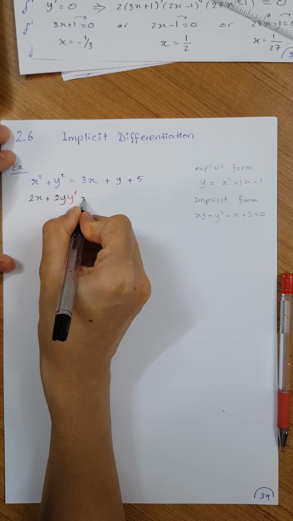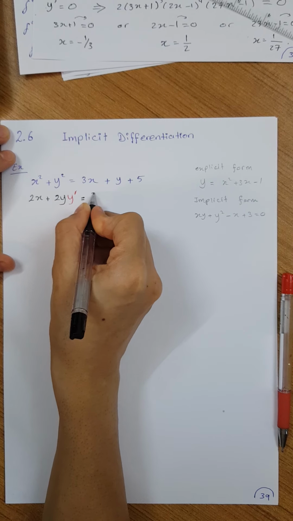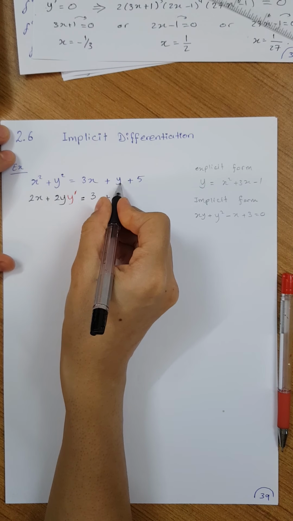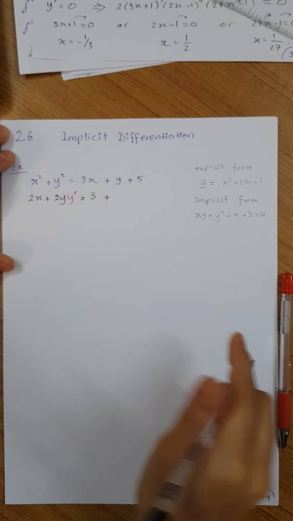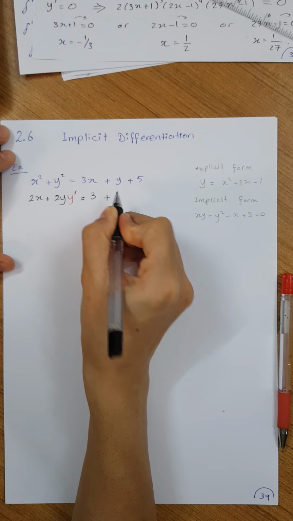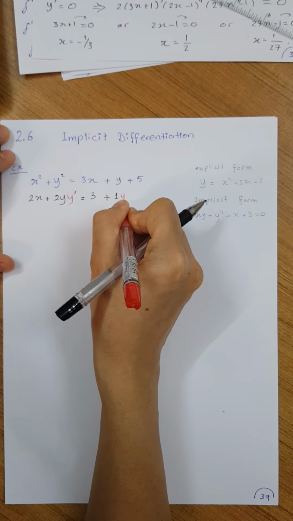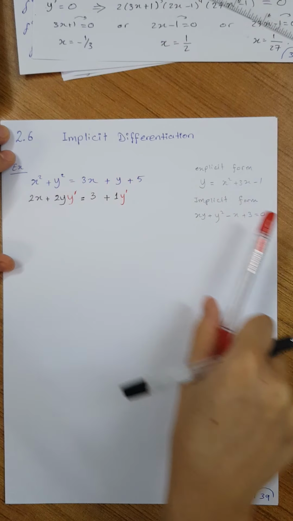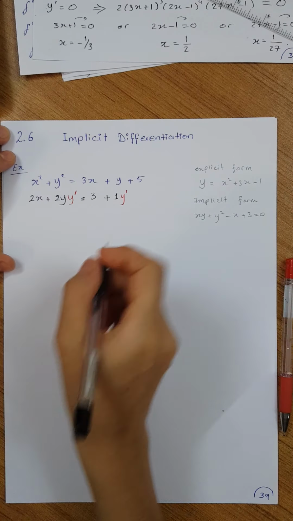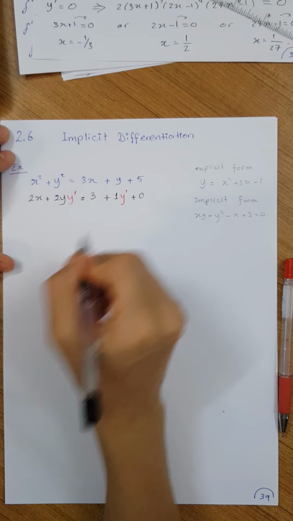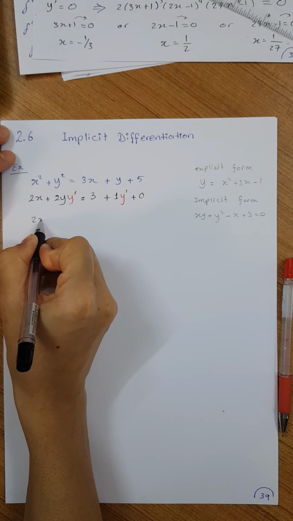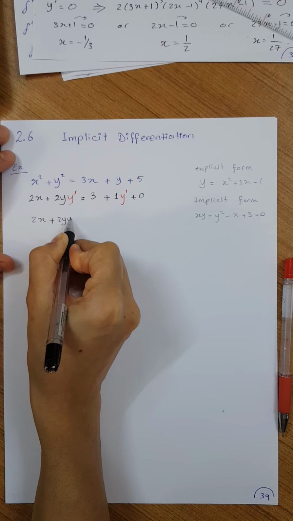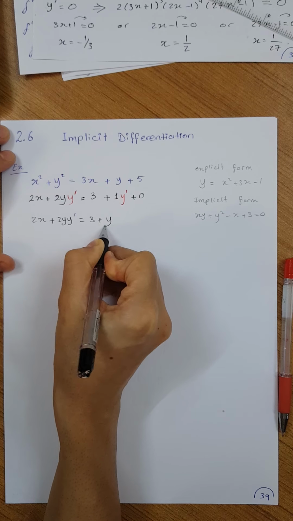So the derivative of 3x is equal to 3, plus the derivative of y. If you remember, derivative of x is equal to 1. Derivative of y is also equal to 1. But we have to also multiply that one by what? By y prime. Whenever you take the derivative of y, you must have y prime right next to it. And plus, that's 0. Let me simplify this one or write it in a nice way. That's equal to 2x plus 2y y prime is equal to 3 plus y prime.